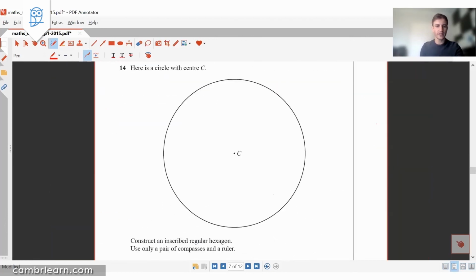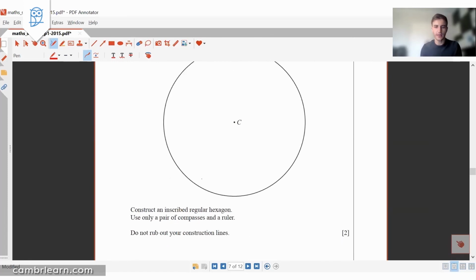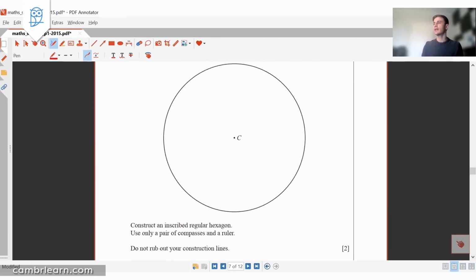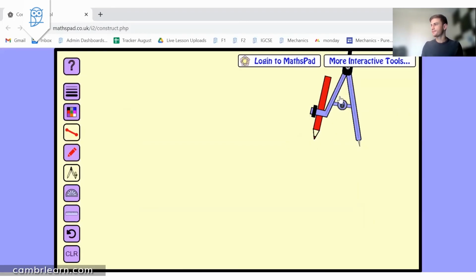Right, number 14. This will be my last one. Here is a circle with center C. Construct an inscribed regular hexagon. Use only a pair of compasses and a ruler. I do not have a compass on here, but I'll quickly share my other screen. When I prepared a compass, I looked at this question and just realized that I don't have a compass.